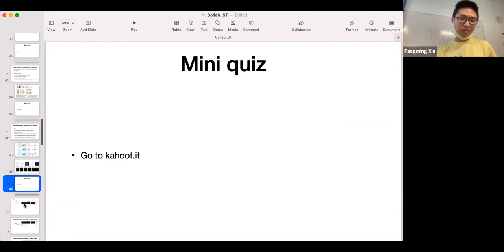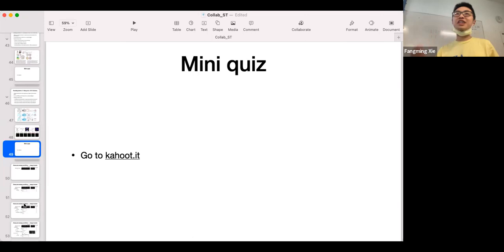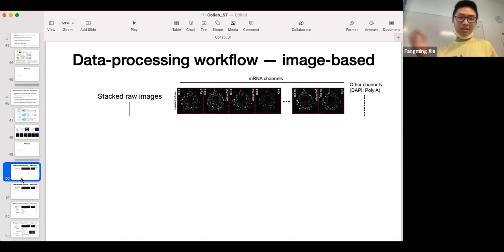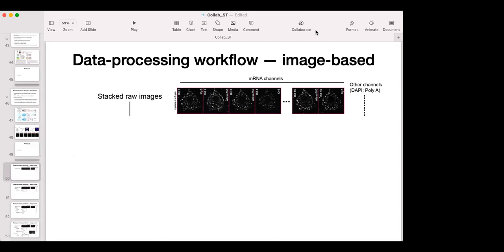Because this is a quantitative workshop. Tomorrow we will be dealing with more coding, but I want to get our hands wet today and talk. Yeah, go ahead. Is there a question?